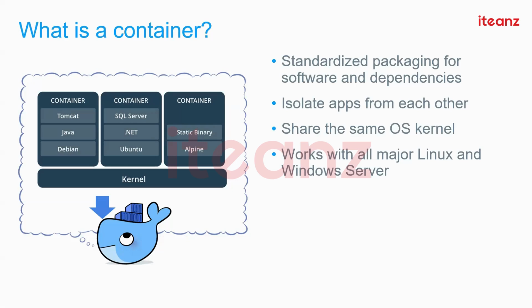If you go into a virtualization environment and create a VM, it will install each and every dependency, everything related to the OS. However, in a container, the default part which is the same in every container is not installed. It is being shared. Only the application specific dependencies will be installed by you, which makes it more usable, more defined. And the standardized packages isolate apps from each other, share the same OS, and work with all major Windows and Linux servers.